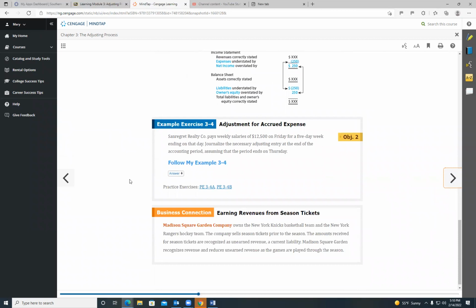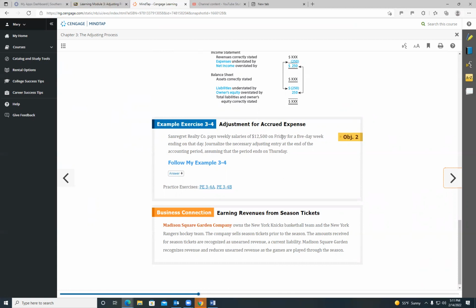So let's look at an example for an adjustment entry for accrued expense. This one's actually a little complicated. I don't have a whiteboard, so you're going to have to bear with me as I explain what we're doing. San Regret Realty Company pays weekly salaries of $12,500 on Friday for a 5-day work week. Now, journalize the necessary adjusting entry at the end of the accounting period, assuming that the accounting period ends on Thursday. So the payroll week ends on Friday, and payday is the same day that payroll ends.